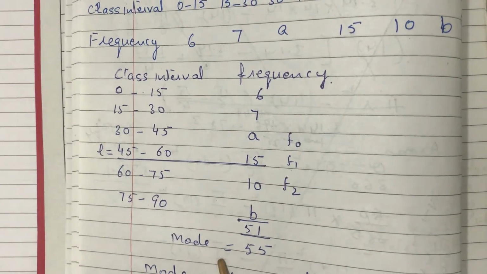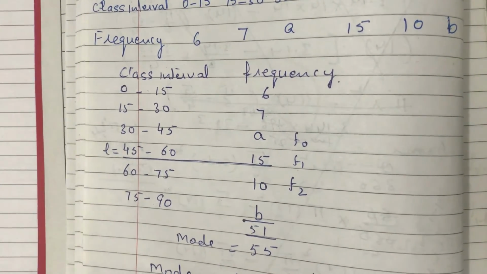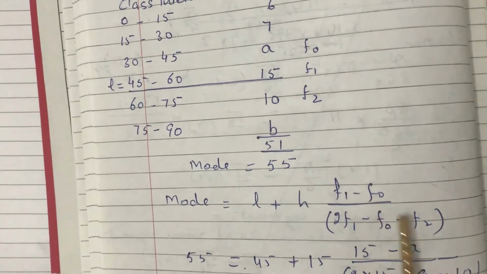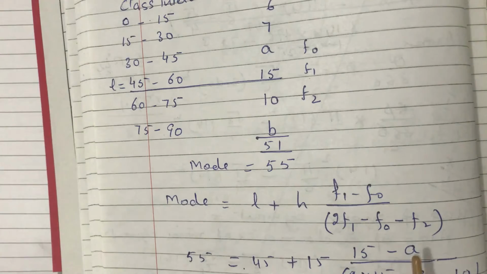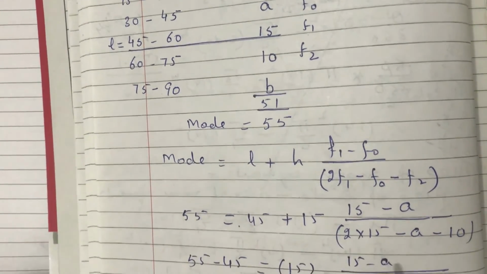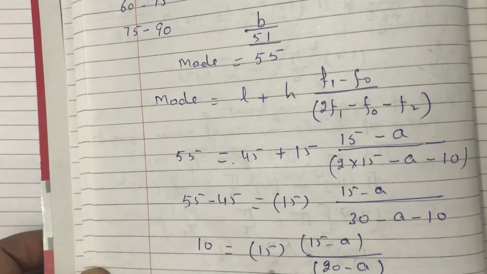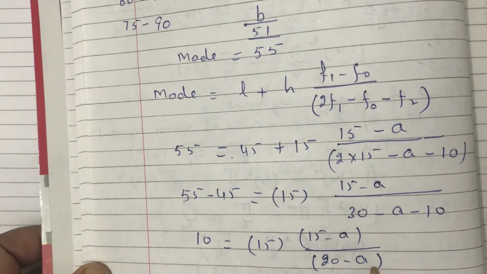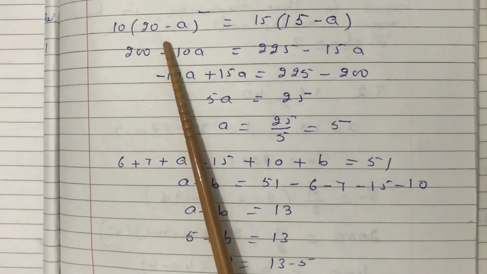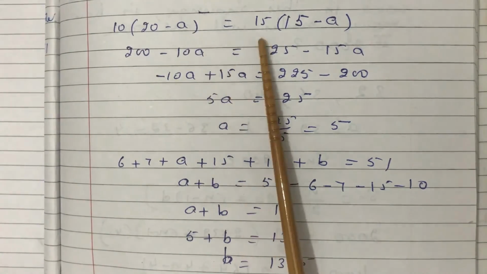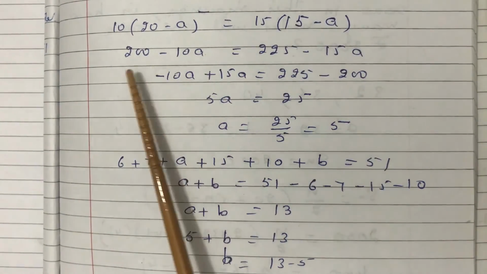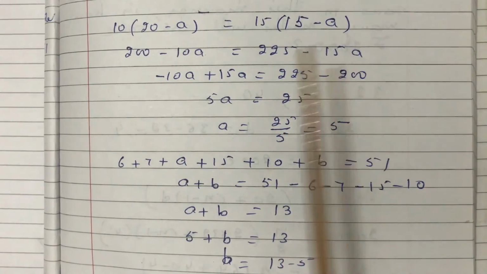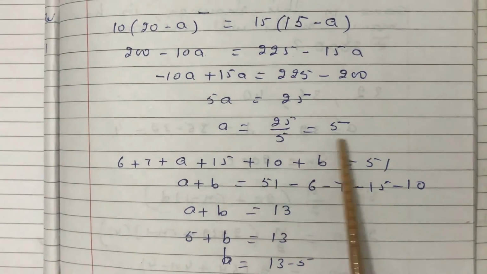And now mode is 55. Write the formula for mode and substitute the values. When you substitute all the values, you will get 10 is equal to 15, 15 minus A upon 20 minus A. Now 10 into 20 minus A is equal to 15 into 15 minus A. 200 minus 10A is equal to 225 minus 15A. Solve this, you will get A is equal to 5.